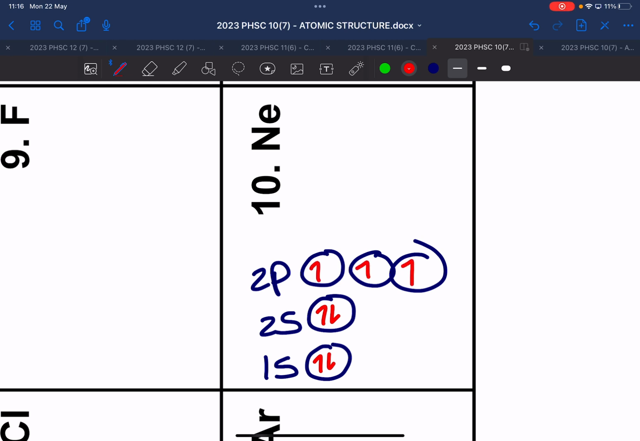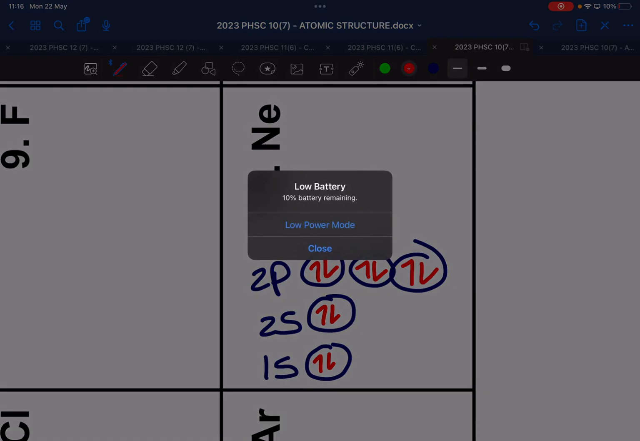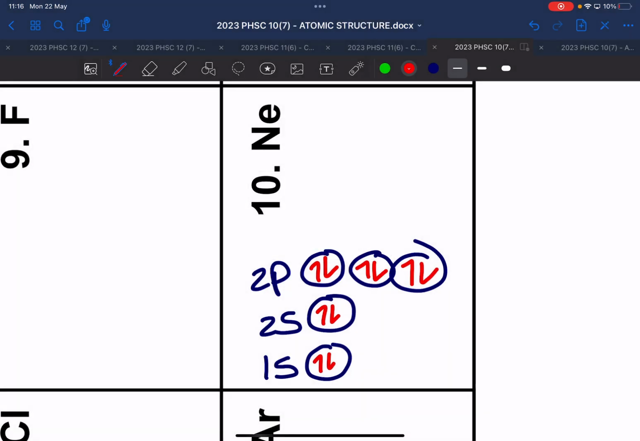Then what about D and F? Just wait. 1, 2, 3, 4, 5, 6, 7. And then you fill in the rest. 8, 9, 10. We don't do the F and the D orbitals. You do a bit of D orbitals in grade 11, but that's it. How many circles is D? 5. F is 7.